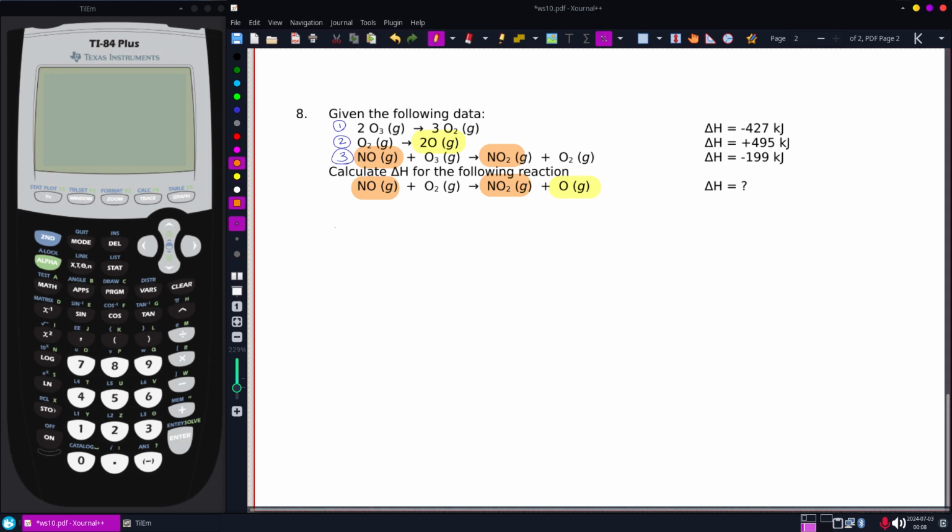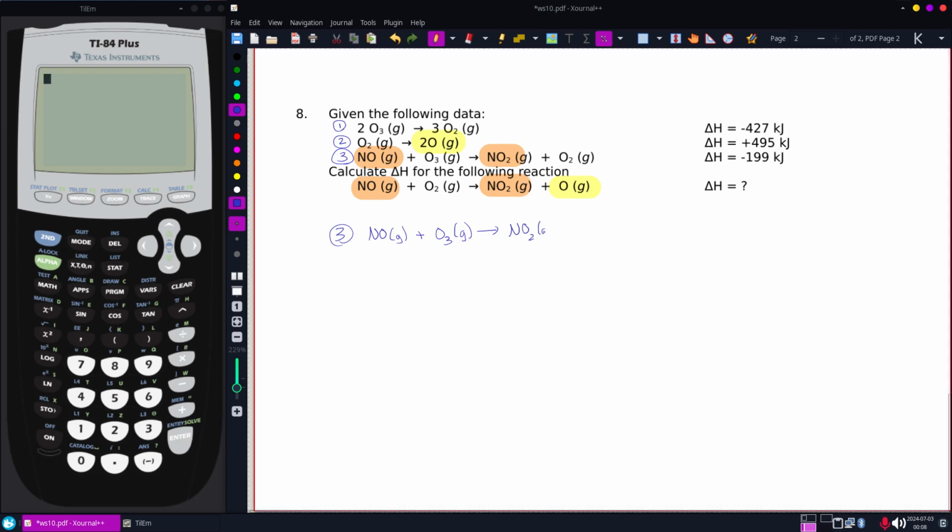And that does mean I'm just going to take equation 3 and write it just like it is, because it has exactly what we want. It's got a single NO as a reactant. Not worried about the O3 yet. And a single NO2 as a product. And I'm not worrying about that O2 there yet. That's in equation 3.